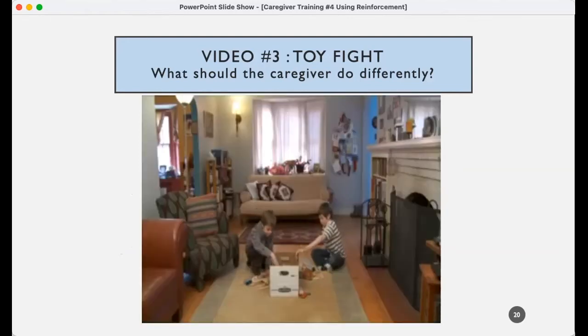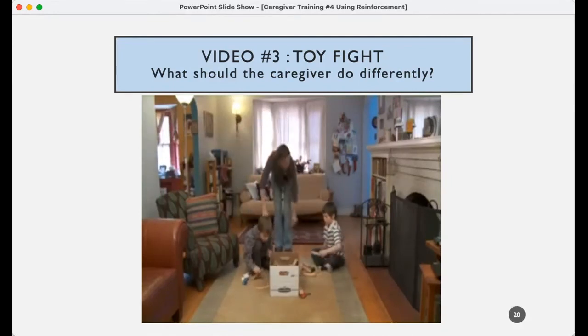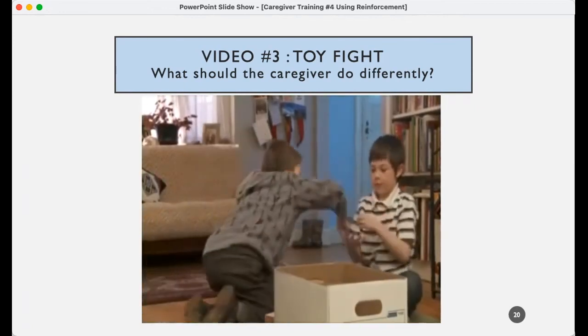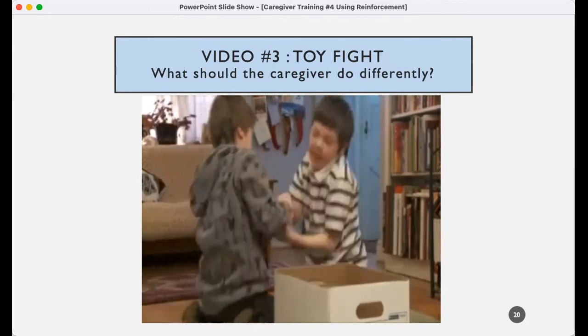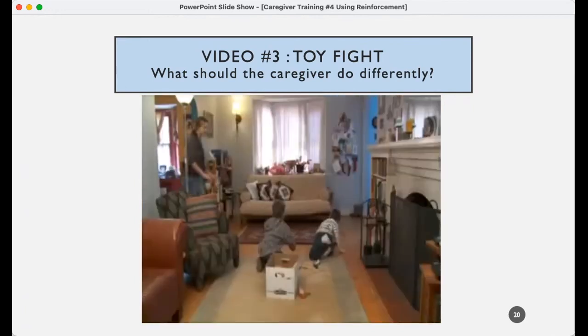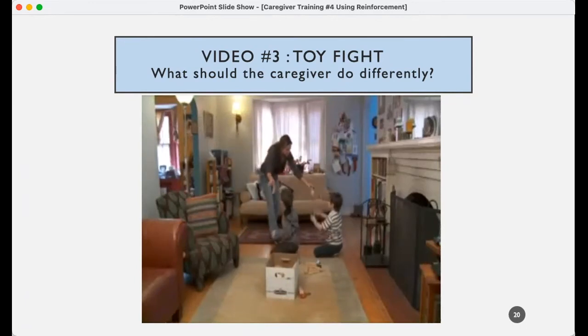Hey guys, you're cleaning up and I didn't even have to ask you. All right, I'm gonna get you guys a treat. Hey, look what I found. Mine. Mine. Give me that. You guys, don't fight. Hey, look, here. All right, we're fighting.